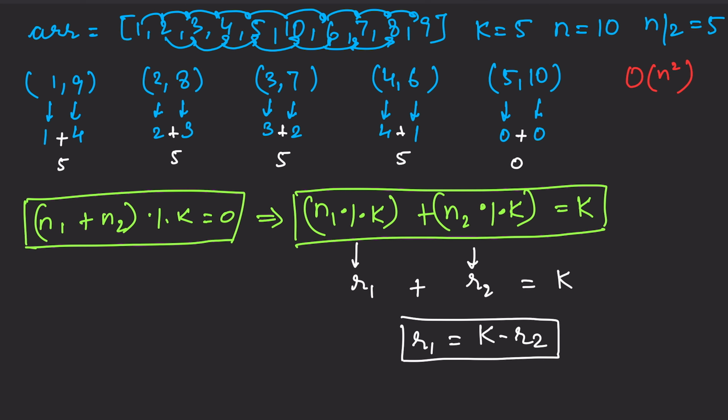But don't forget that in case of 0 remainders, the sum will not be equal to k. So we have to remember this condition is true only when n1 and n2 are not divisible by k. And it's an and. Both should not be divisible by k.